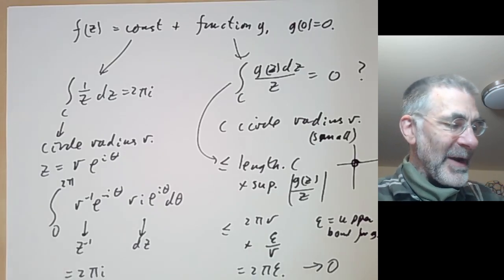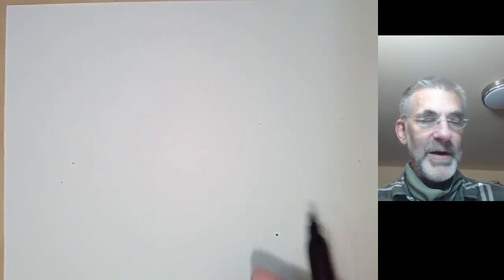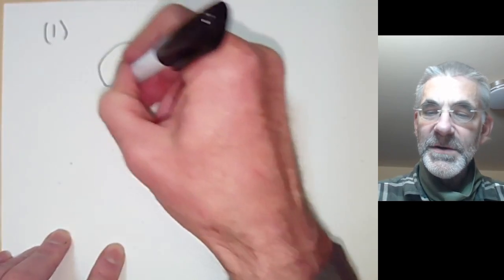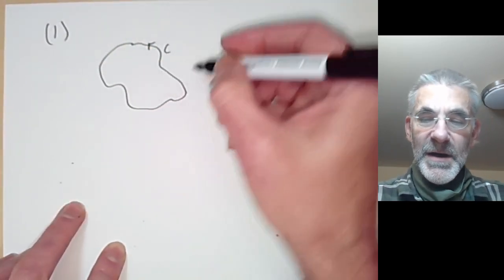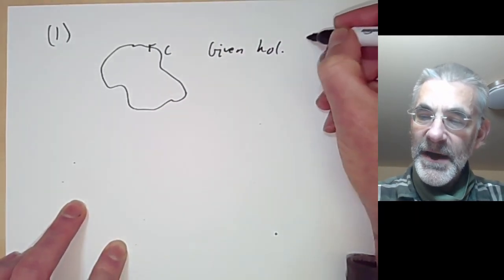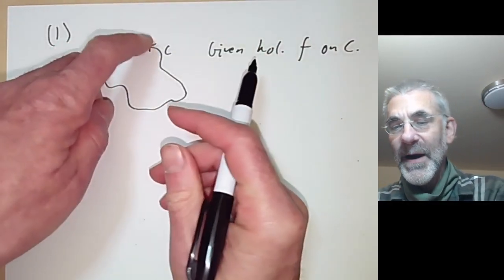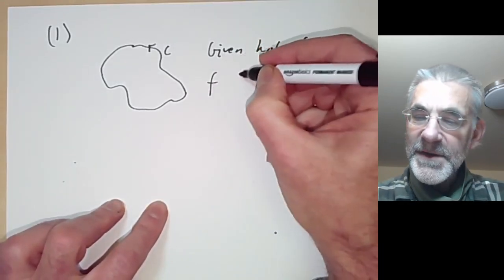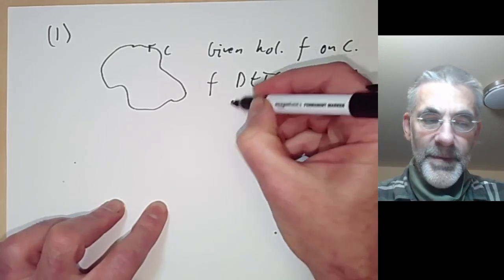So now we have a whole load of applications of Cauchy's integral formula. The first one is the following rather startling fact. Suppose we've got a contour C, and we're given a holomorphic function f on C, but not inside C. So all we know about f is its values on C, then f is determined inside C.